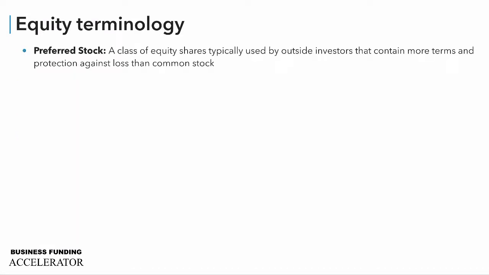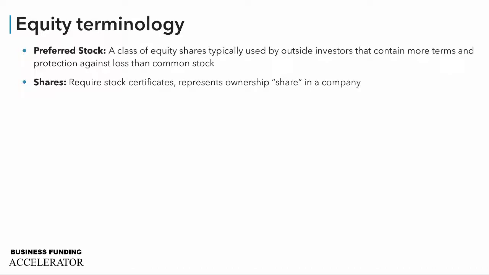Other equity terms are preferred stock. We talked about the different classes of shares, but it's a class of equity shares. They're typically used by outside investors, and they contain more terms and protection against loss than common stock. We'll get into the different types of preferred when we start talking about angel investors and venture capital, but this is important to start to learn about right now.